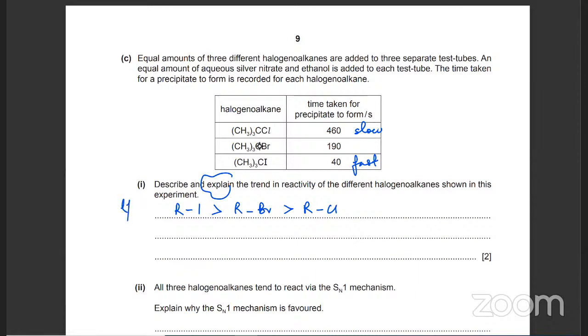So what's the reason for that? Well, let's write it clearly. This is the fastest. You have to describe, and now we have to explain. The iodine bond energy is less, so it's easy to break the bond. So bond energy is less, or you can say that this one has a weaker bond, and this one has a stronger bond, so it's a lot harder to actually break that bond.